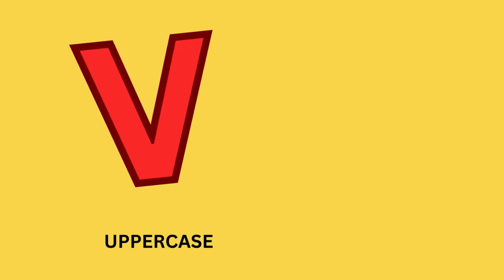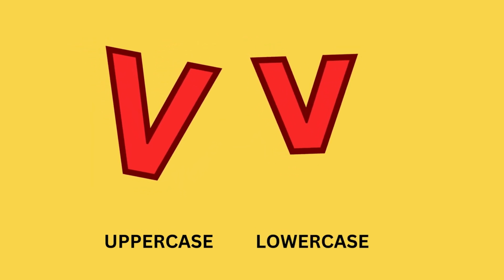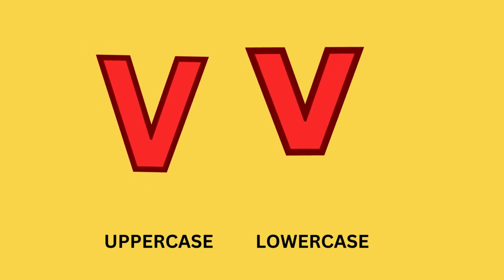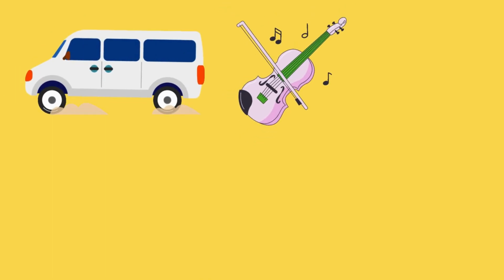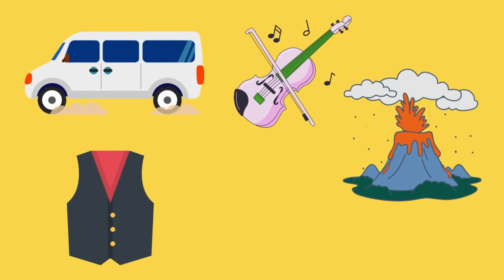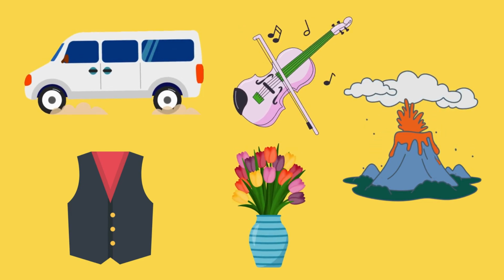This is uppercase V, this is lowercase v. V for van, V for violin, V for volcano, V for vest, V for vase.